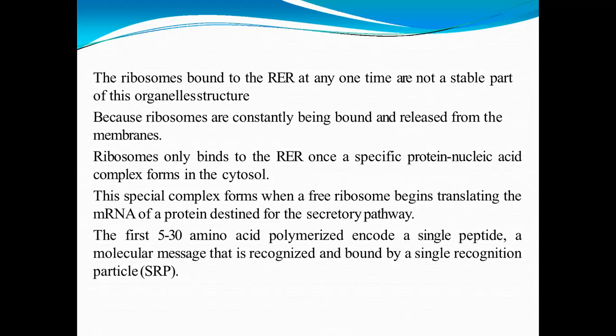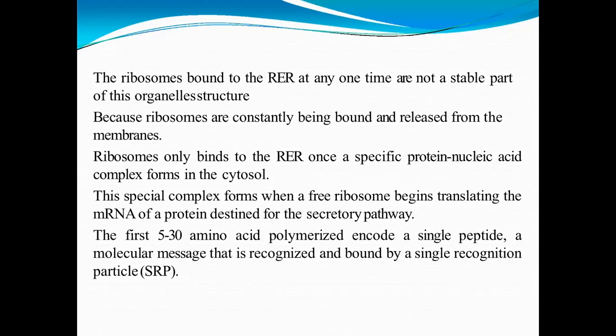So all the time ribosomes attach and detach constantly. Sometimes the ribosome releases itself, and sometimes it binds itself to the cisternae of rough endoplasmic reticulum. Ribosomes only bind to the rough endoplasmic reticulum, and there is no space for binding of ribosomes to the smooth endoplasmic reticulum. Once a specific protein nucleic acid complex forms in the cytosol, ribosomes attach themselves to the rough endoplasmic reticulum. This specific complex forms when a free ribosome begins translating the messenger RNA of a protein destined for the secretory pathways.